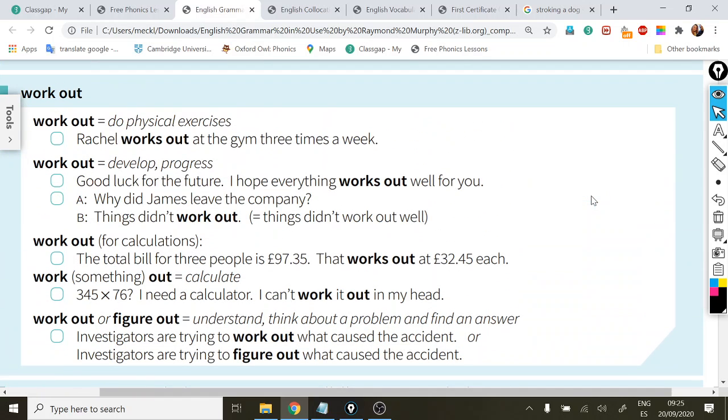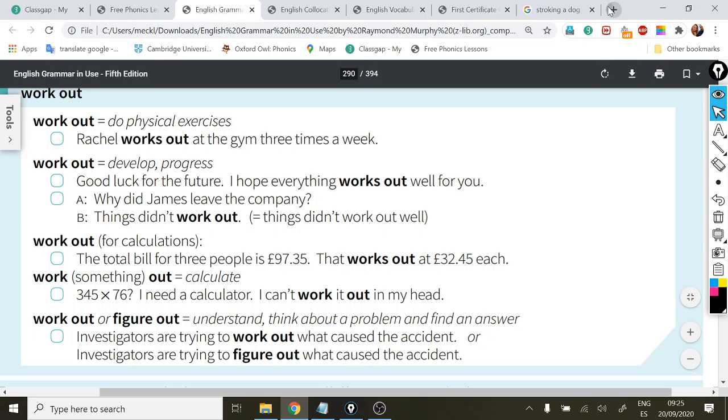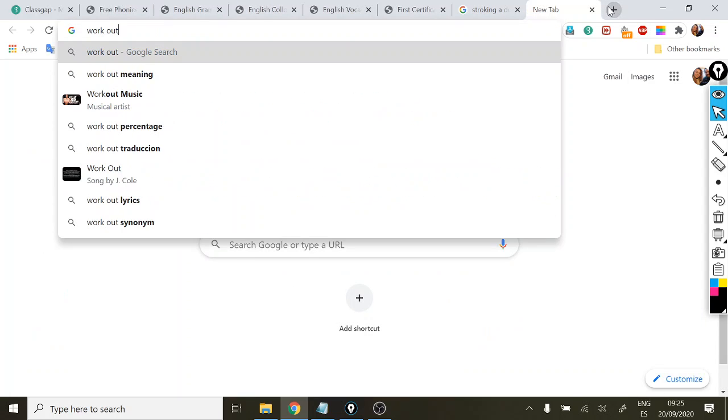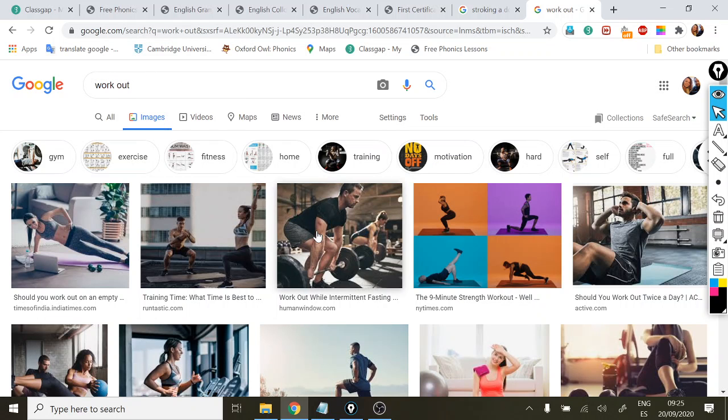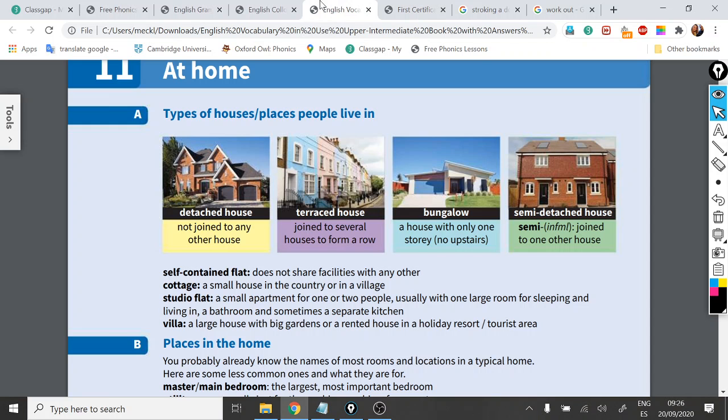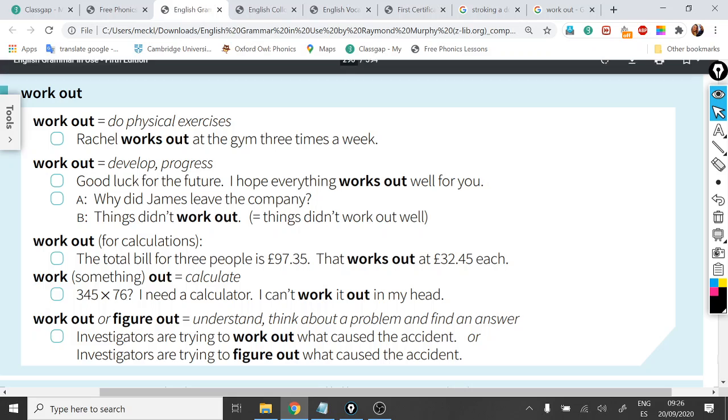Now, let's talk about workout. So workout has a lot of different meanings. So the first thing an English speaker thinks of when you say workout is this. It's going to the gym, sweating, doing exercises, physical exercises. So this is working out. And remember, it's very important to warm up before working out. So first warm up, then work out.